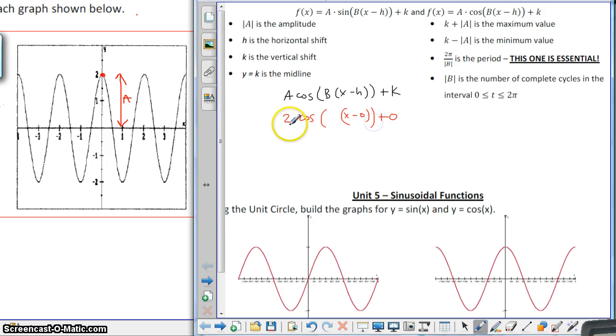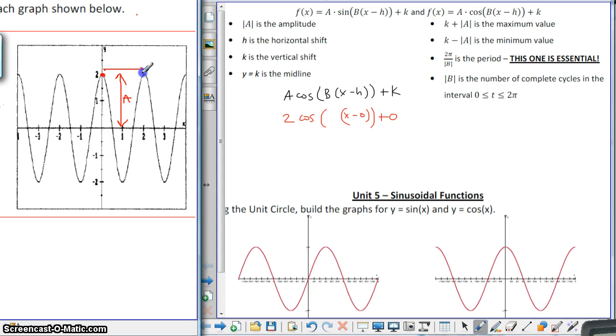So all I need to do is find B. Since I don't see pi down here, it's going to be hard to tell how many cycles happen in 2 pi. So I'm going to look to see what the period is. The period from one complete cycle is 2.